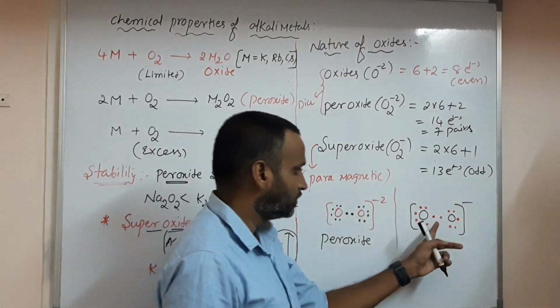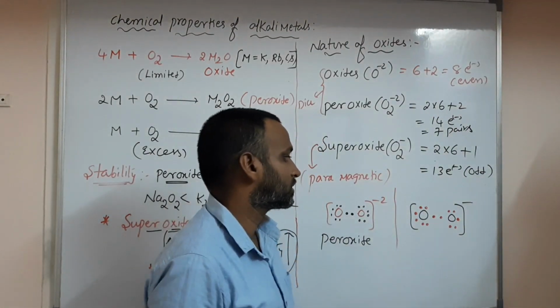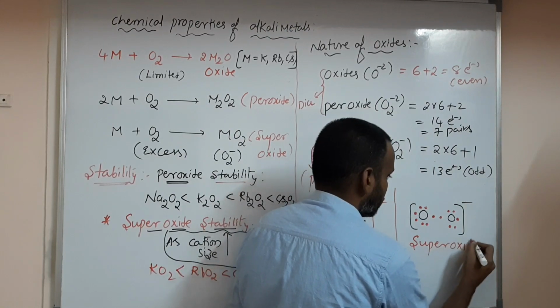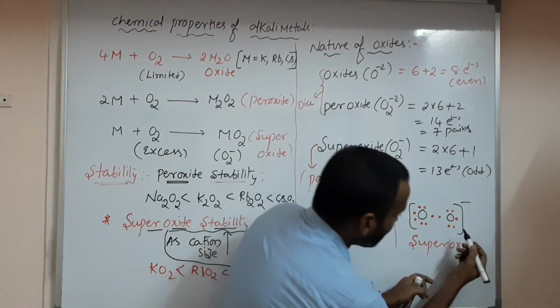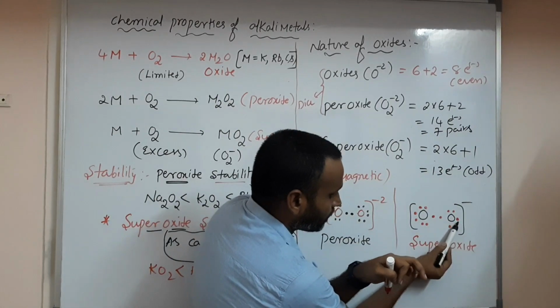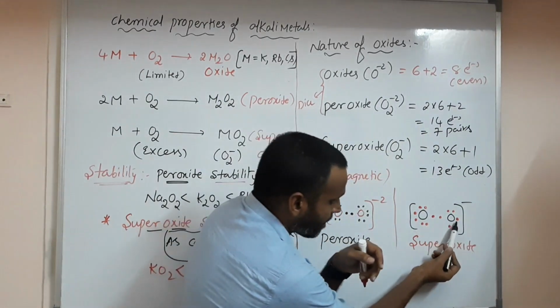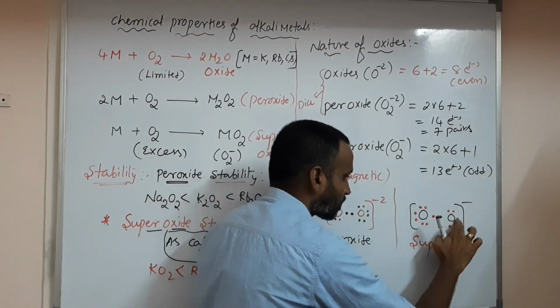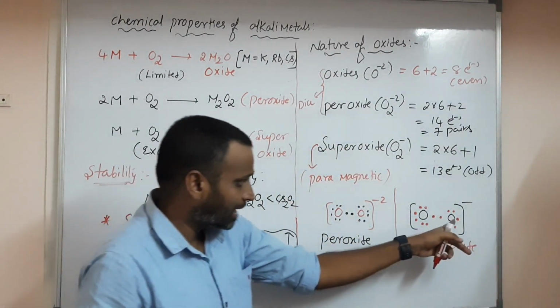Okay? You can represent it like this. This is the superoxide structure. Superoxide has one unpaired electron or not? See this? You have one unpaired electron there, or not? So don't take this as one more electron. Okay? So it has one unpaired electron.